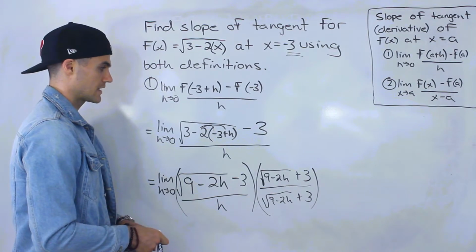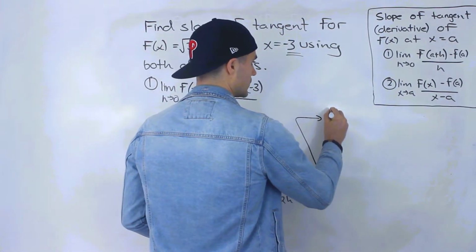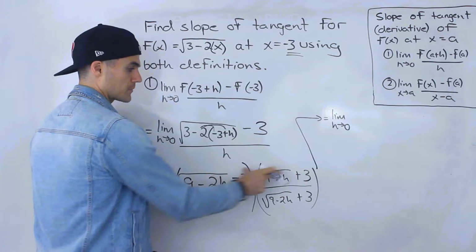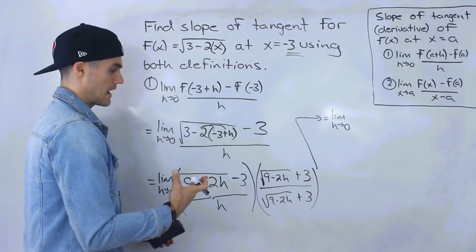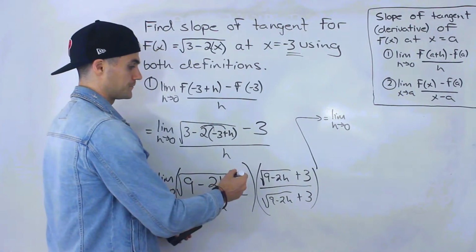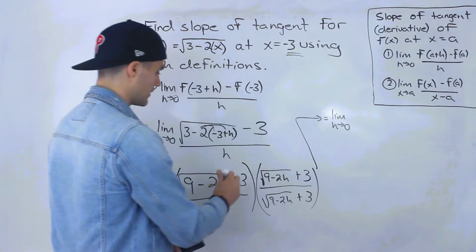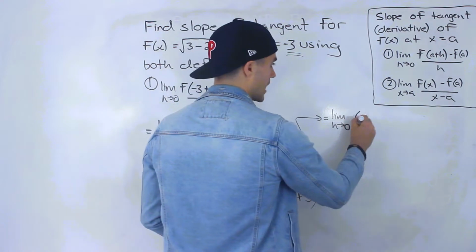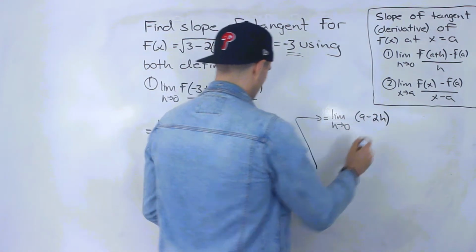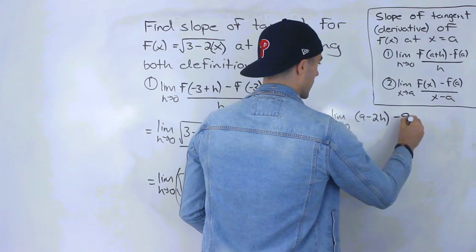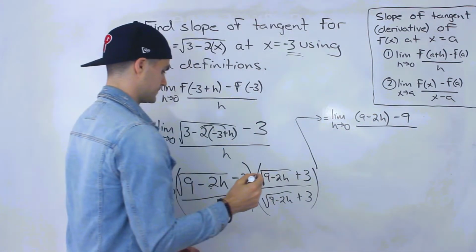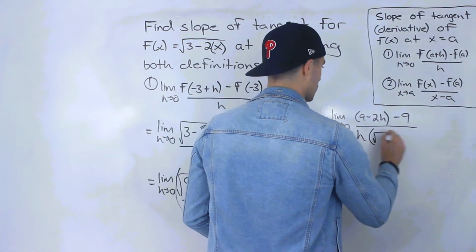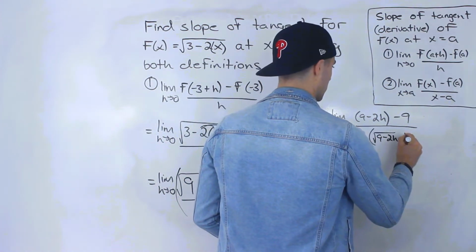And so now what's going to happen, if we continue up here, when you take two-term expressions that are conjugates of each other and you multiply them, you just multiply the first terms and the last terms. So square root of 9 minus 2h times the square root of 9 minus 2h is just 9 minus 2h. And then negative 3 times positive 3 gives us negative 9. This is going to be all over these two. Let's keep them separate. So we'll have h times square root of 9 minus 2h plus 3.